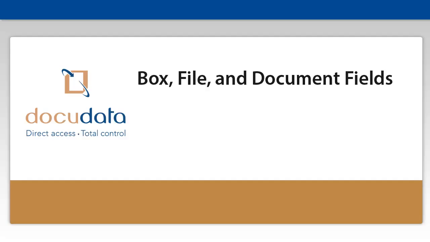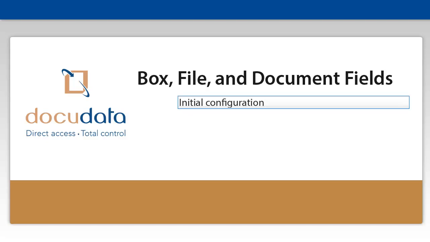Now let's look at the mechanisms that you can use for customizing your box, file, and electronic document fields to make them easier to find. This is best done during initial configuration, as renaming a field that is already used can lead to confusion. If you do need to remap existing fields, please contact your record center, as they have tools that can help you to do this in a systematic way.